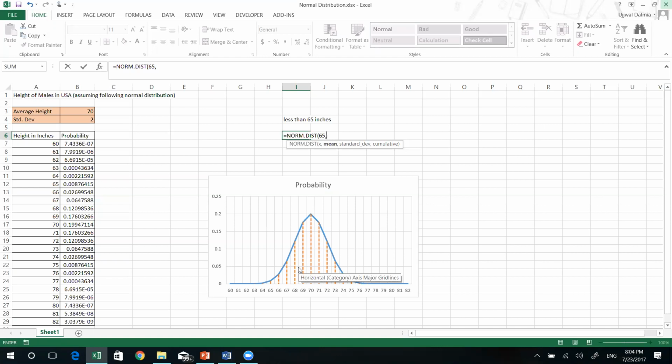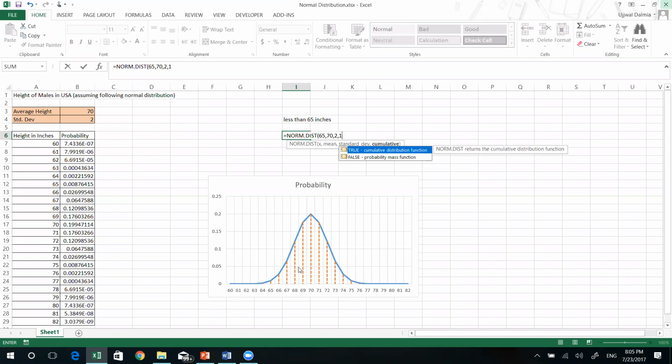So what is the mean height, guys? What is the mean height? Very good. That's 70. The third argument is standard deviation. What is the standard deviation given to us? 2. Very nice. And the fourth argument is whether you're looking at a cumulative probability or not. So guys, this is one thing which you have to remember always, that whenever we are talking about normal distribution, we are only looking at cumulative probability. So we will always give the fourth argument as 1.